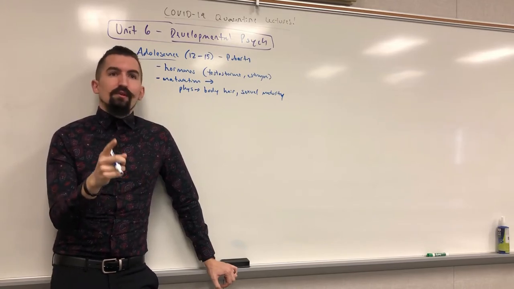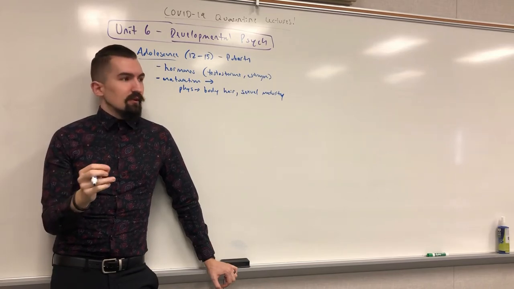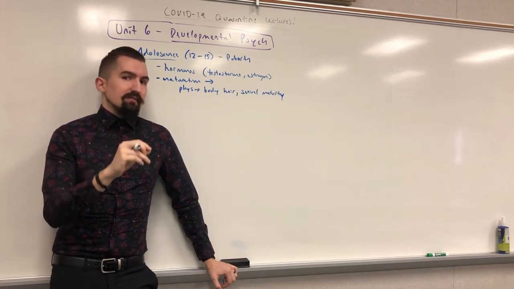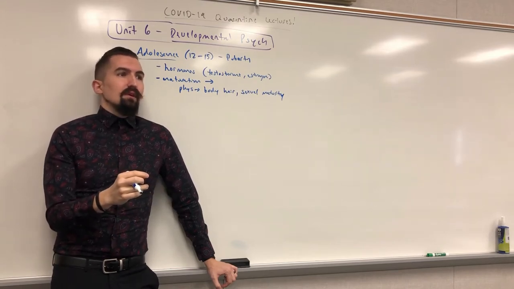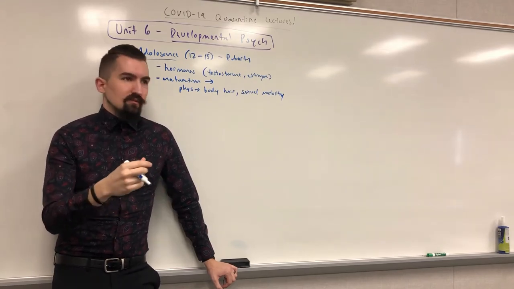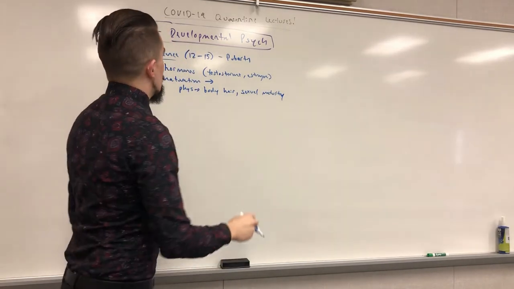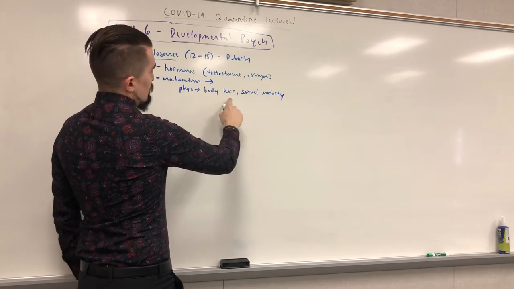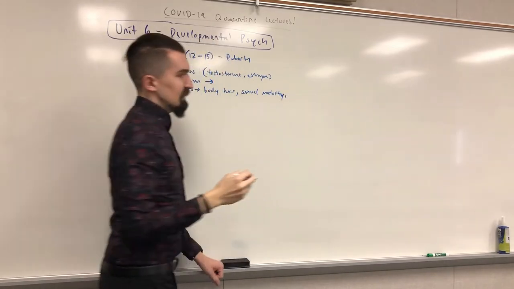And this was more important 100 or 200 years ago, when long lifespans were not common. So having kids at a younger age was not advised, but it helped continue the passing on of genes hereditarily. All right, so you got body hair, they reach sexual maturity, so they can have children.